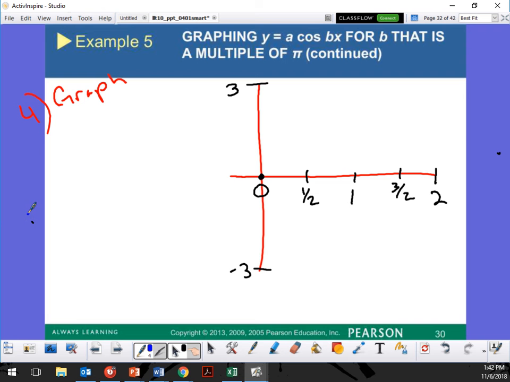All right, so we're gonna go ahead and start graphing this, right? So what is my first point? Negative 3. So at 0 it is negative 3. At 1/2 it is 0. At 1 it is 3. At 3/2 it is 0. And at 2 it's negative 3.